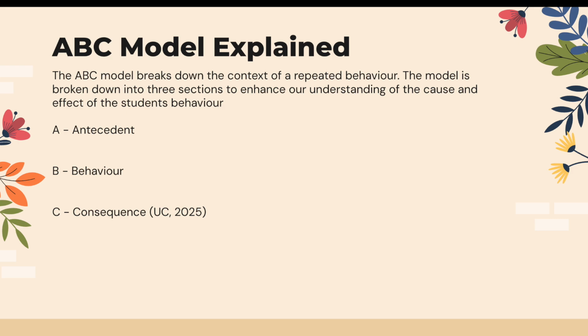In this part, we describe what happens in detail, who was involved, were there any potential triggers, and how did the student behave earlier in the day. In the second section, B for behaviour, we describe what the behaviour was, who it was directed towards, and when and where did this behaviour happen. In the final part of the model, C, consequence, we talk about what occurred for the child to stop the behaviour.